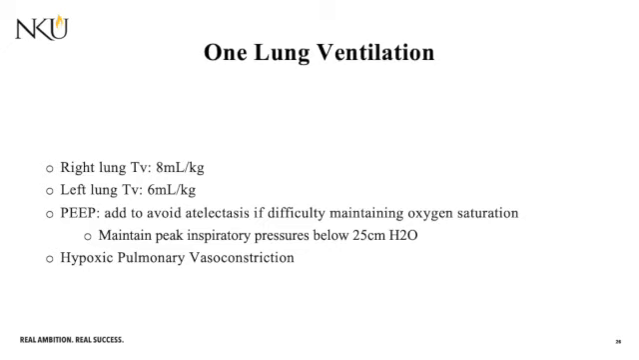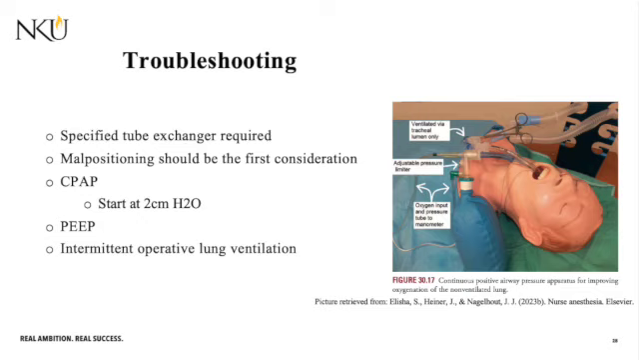cytokine activity. As a reminder, the HPV is an autoregulatory mechanism initiated during one lung ventilation, where blood is shunted from areas of lower ventilation to areas of higher ventilation. This is beneficial as it increases gas exchange and arterial oxygenation. One important consideration is the requirement of a different size tube exchanger if this was to be needed. The specific tube exchanger at Bethesda North is located on the double lumen stock cart in the OR.